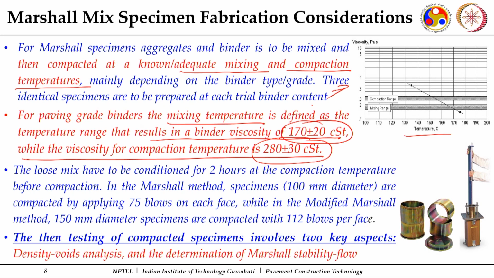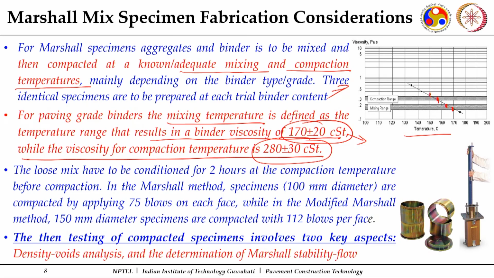So, we need to plot the relationship between the viscosity and the temperature, and from that relationship work out the temperatures where the binder has a viscosity in this particular range. Here you can see this is the range of temperature where your mixing viscosities are met, and this is the range of temperature where your compaction viscosities are met. As there is a range of viscosity, you will have a range of temperature.